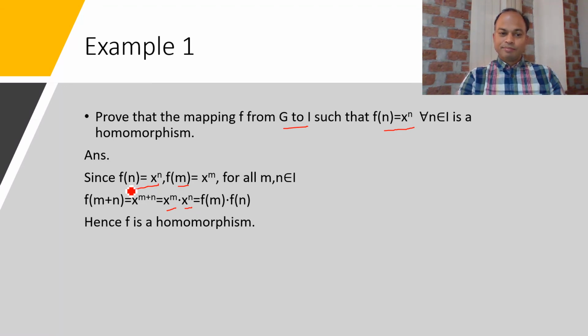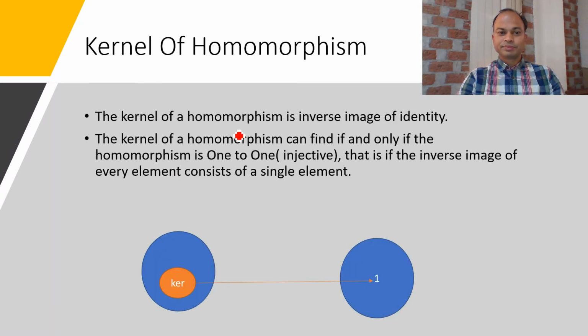I mean, we have a mapping from n to x raised to the power n, mapping from m to x raised to the power m, and m plus n maps to x raised to the power m plus n. Therefore, we have an identical relation based on this function. Therefore, group G and group I are homomorphic.